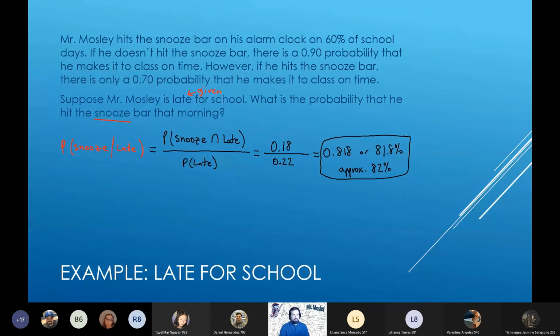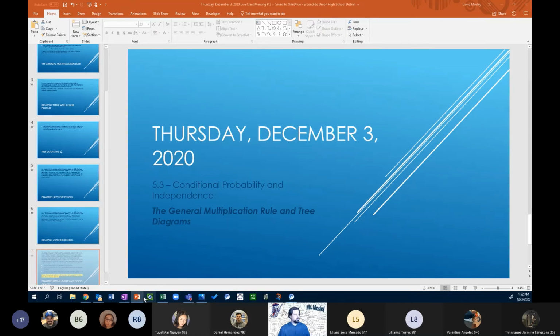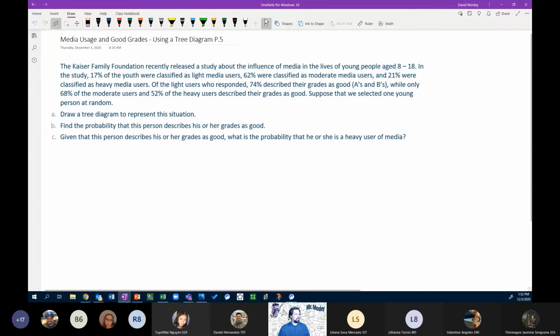All right. So we have one more example. And this example is going to be very similar to the problem on the discussion board for today. So I highly recommend paying attention to this example. Now, I don't have enough space to do this example here. Why we have this note here. This example is going to be worked out in OneNote, and it will be posted into the class resources for today. So we are going to jump over to OneNote. All right, so here we are.